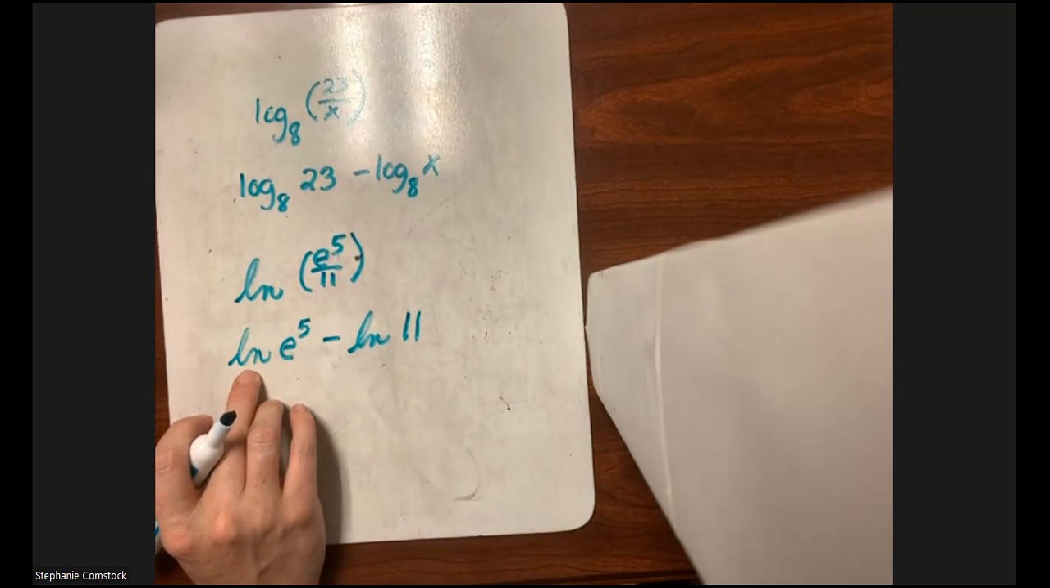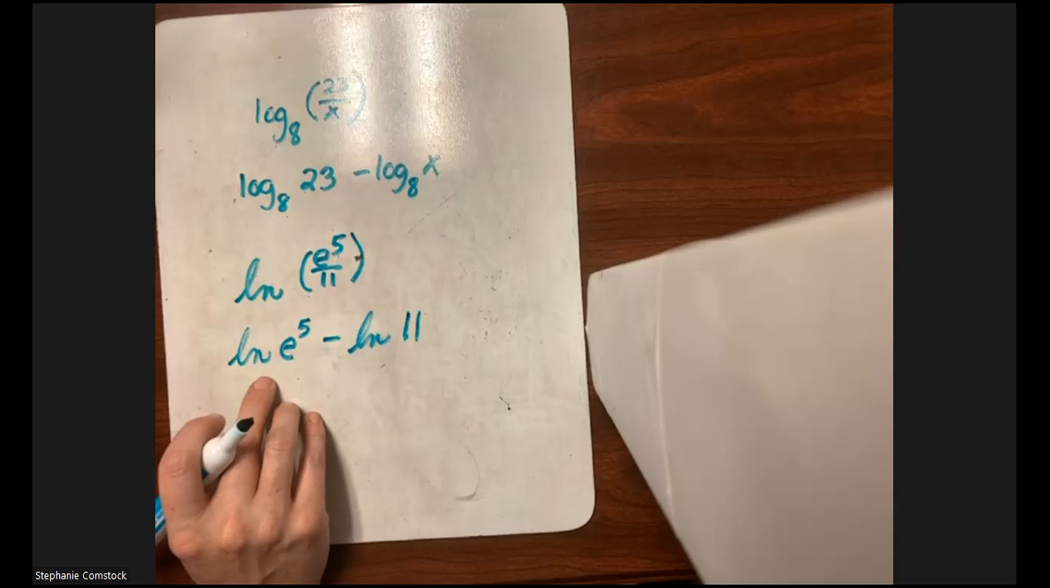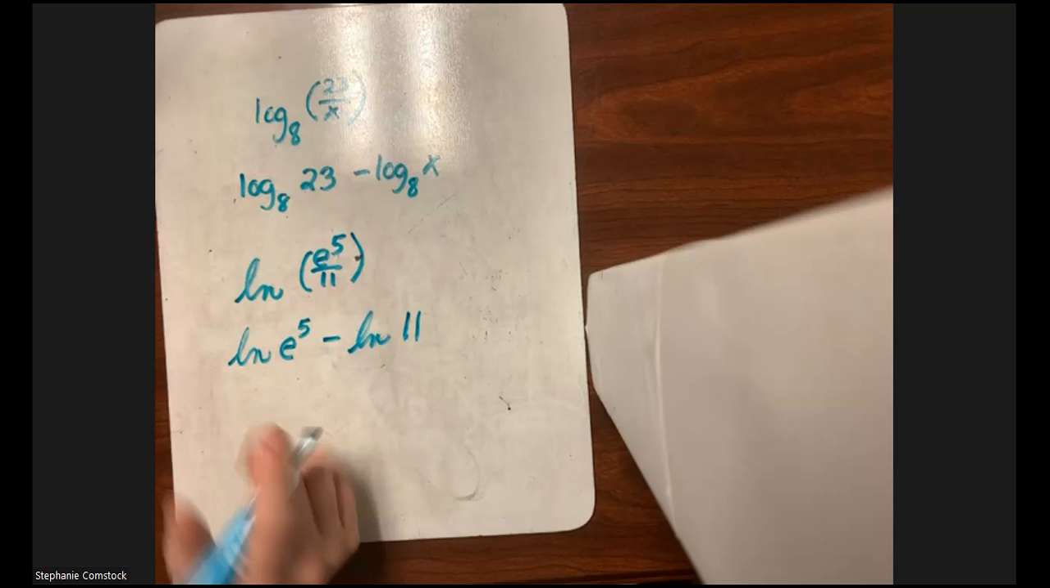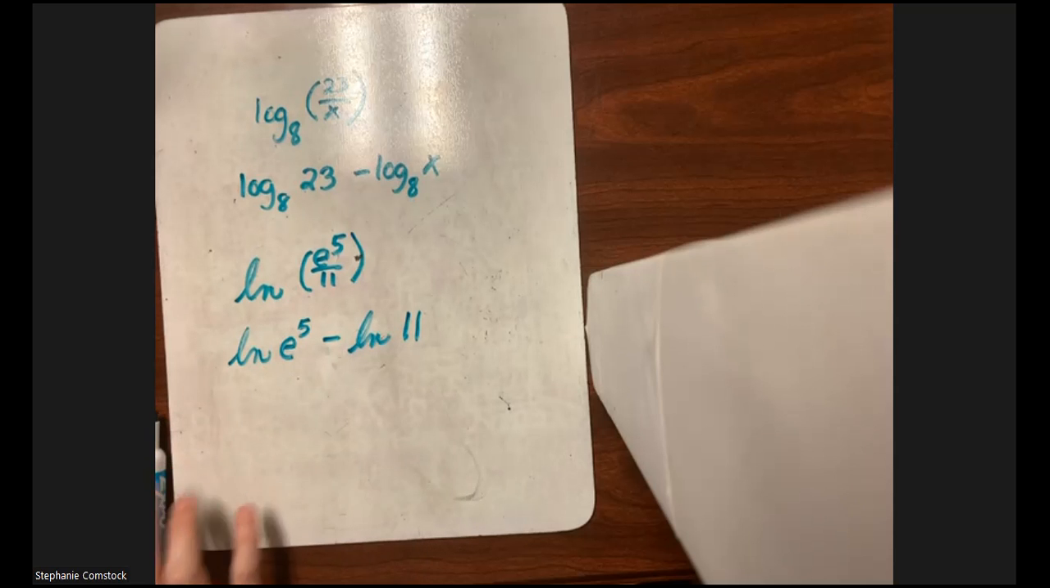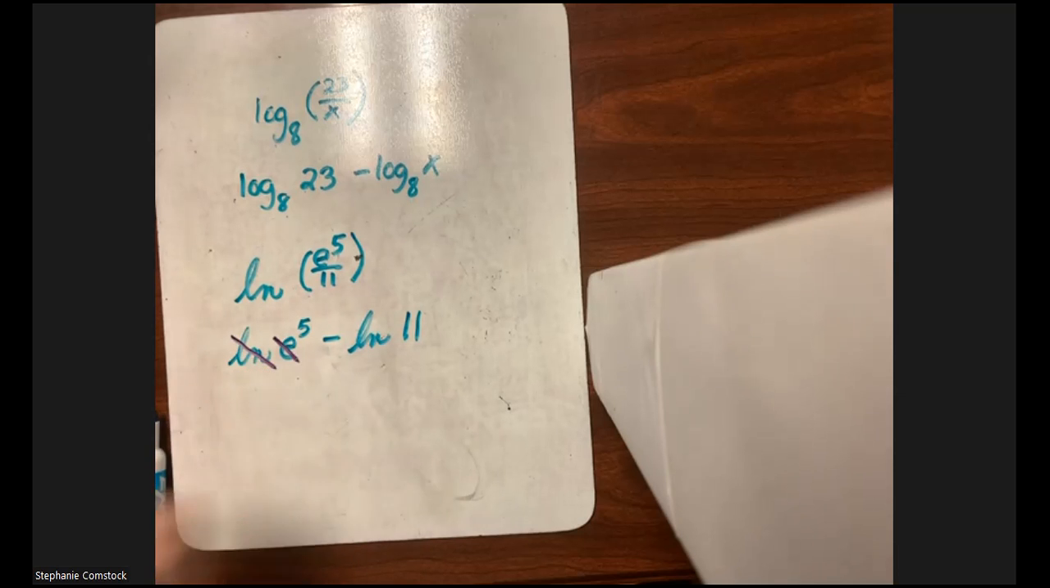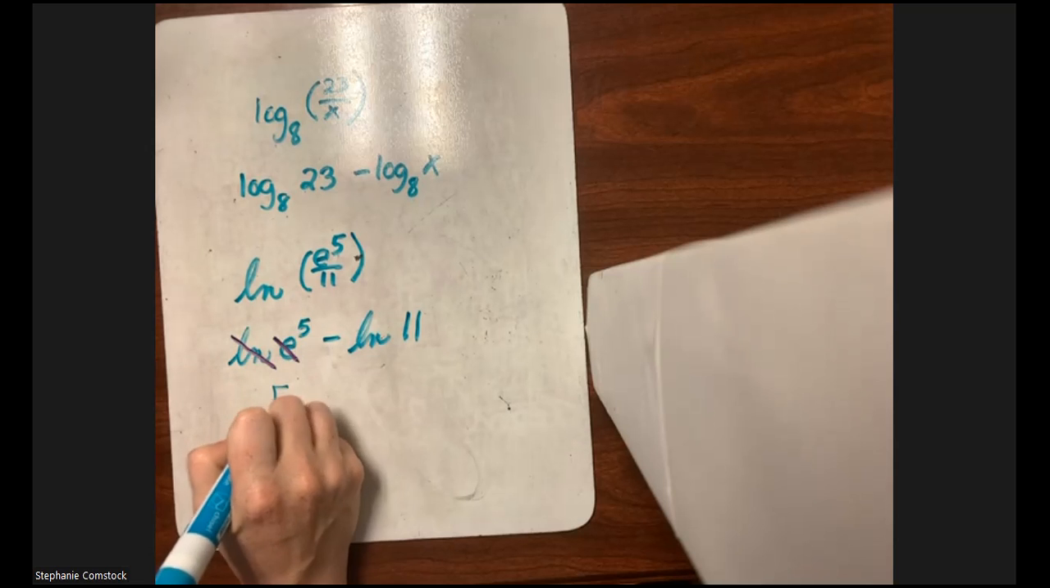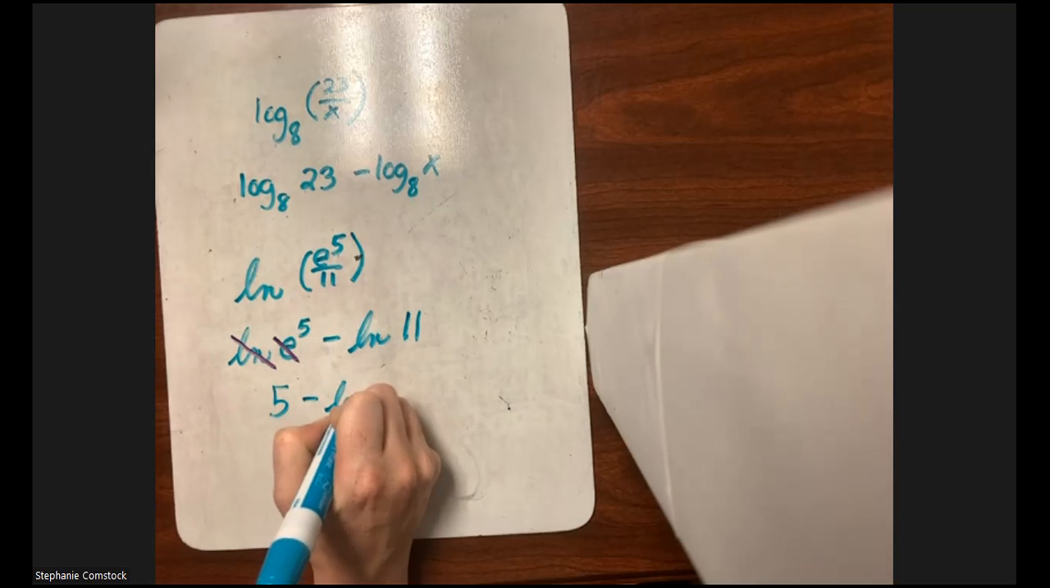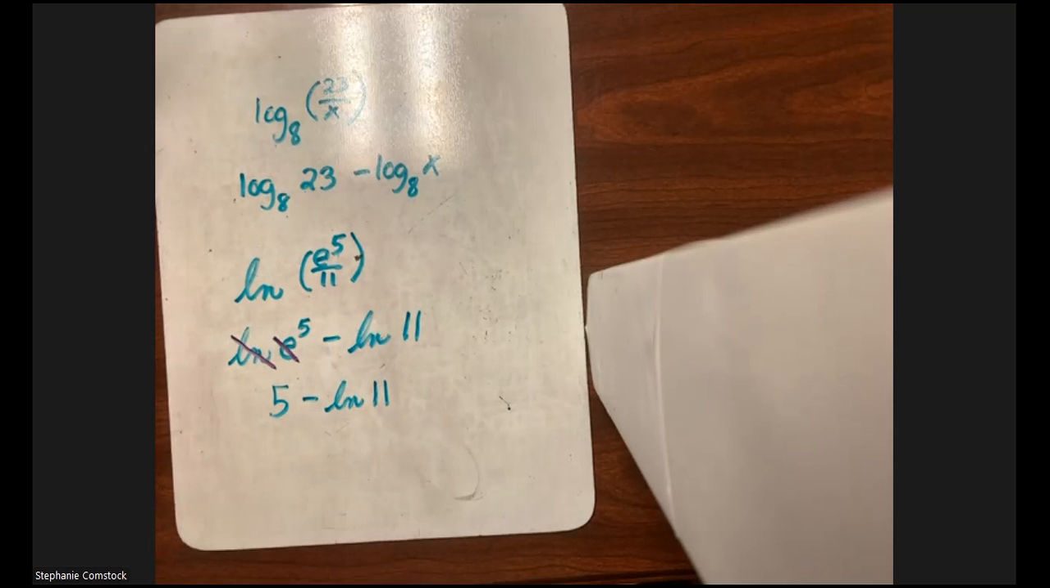Now, we talked about on our properties, if you have a log with a base, remember that natural log has a base of e. Against an e thing, we can do some canceling off here. So this natural log, because it is against an e thing, will cancel off, leaving me just the 5. So it's going to be 5 minus natural log of 11. So we can clean that up just a bit.